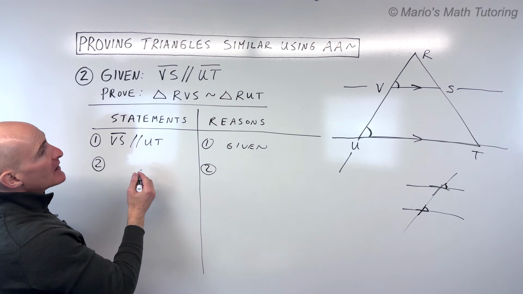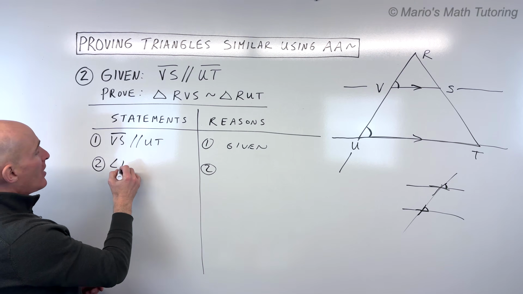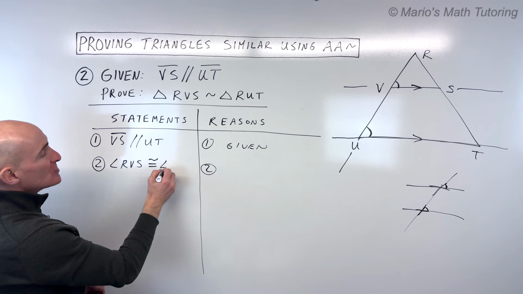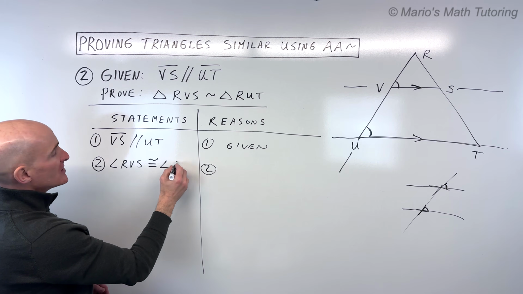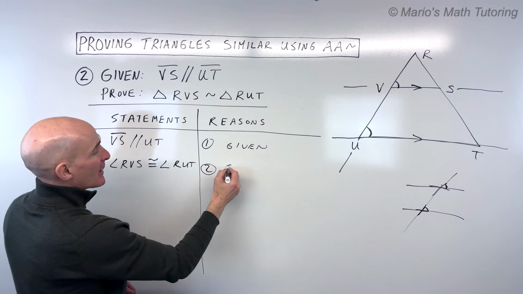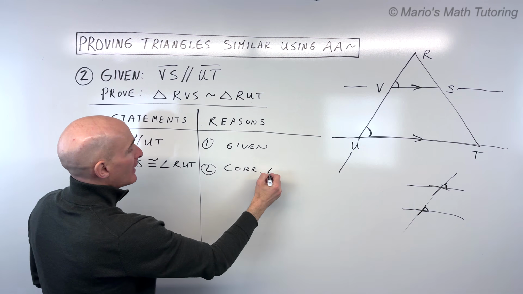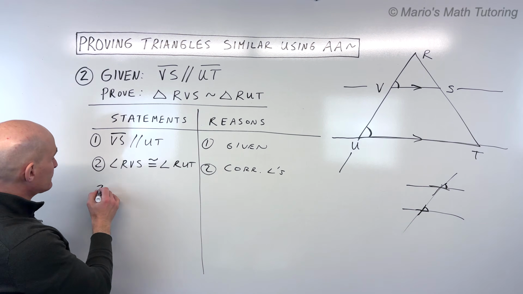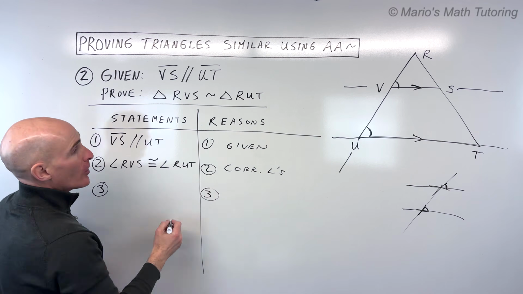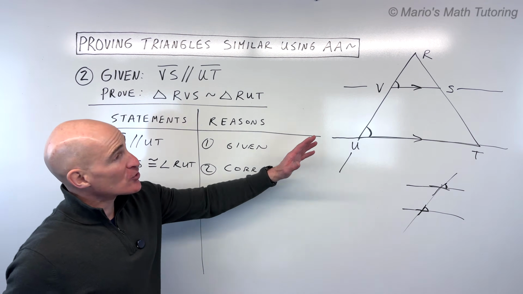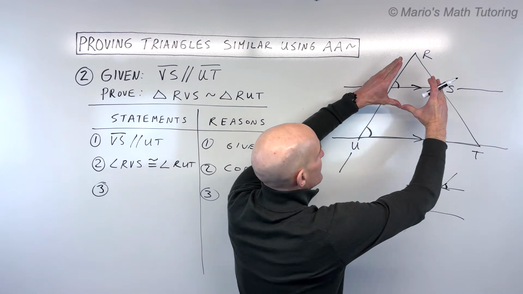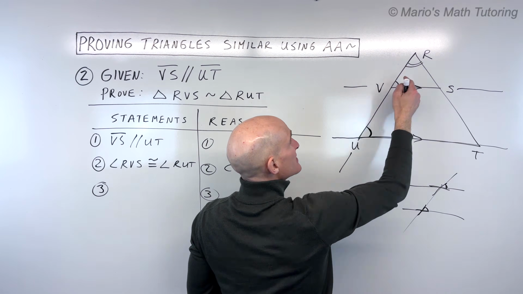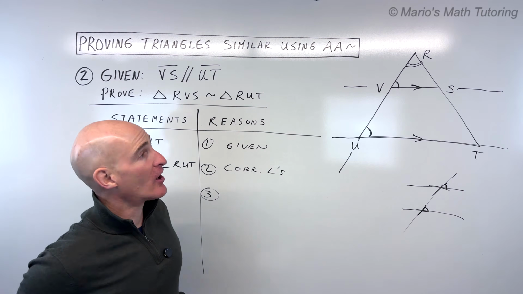So let's go ahead and write that down. So we've got angle RVS is congruent to angle RUT. And that's by corresponding angles. I'm just abbreviating. So for number 3 now, what else do we know? Well, what's interesting is these triangles overlap, right? So you've got this triangle here and the big triangle, but you see how they're sharing this angle R, they overlap at that angle R.